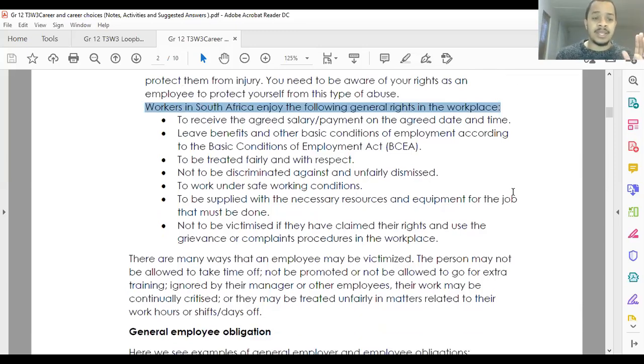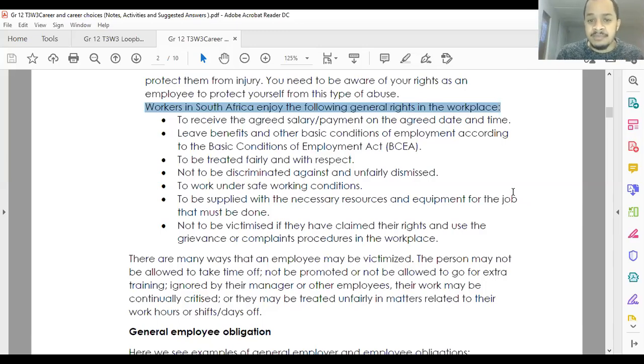Number one, you can number them from 1 to 7. There's a few that I think is important. These 7 there. To receive the agreed salary or payment on the agreed date and time. So if you and the employer are in agreement that you will, say for instance, receive an amount of 5,000 Rand at the end of the month, say on the 25th, then you expect that the employer will pay you your 5,000 Rand and not less at the exact date and time.